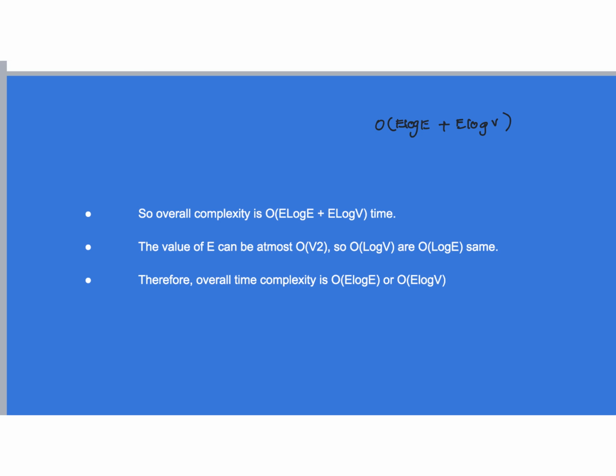That's the time complexity. The value of E can be at most O of V squared, so log E is O of log V at the same time. It depends on the graph, for example. Therefore, the overall complexity is E log E or E log V.